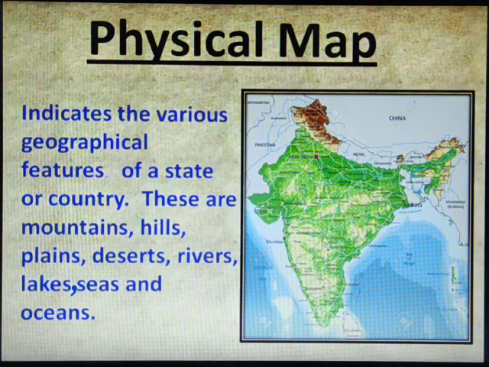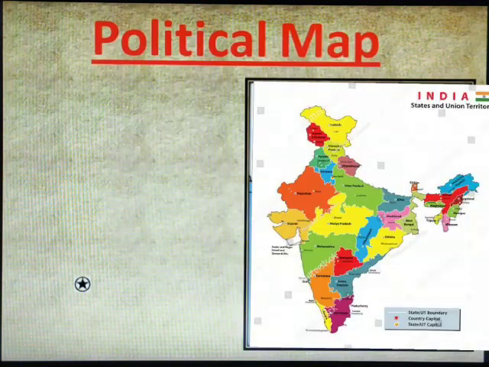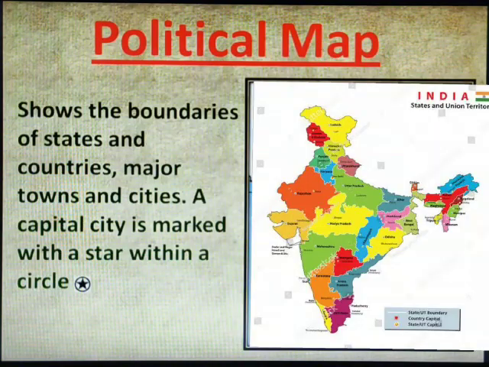Last one is the political map. A political map shows the boundaries of states and countries, major towns as well as cities. A capital city is usually marked with a star within a circle on a political map.